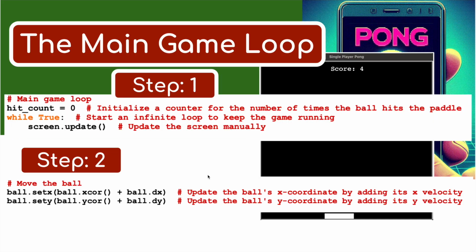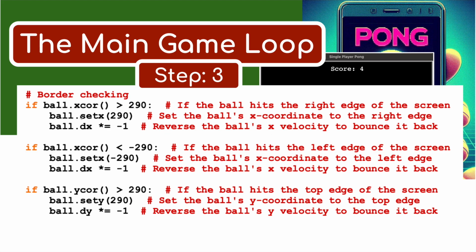So let's have a look at this. Let's break it down. Game loop, set a hit counter to 0, which sort of relates to the score. While true, we update the screen manually. Okay, and then we're going to move the ball. Step 2, we're going to move the ball. So, ball.setX, using the coordinate tool here, update the ball's X coordinate by adding its velocity. Okay, and then update the ball's Y coordinate by adding its Y velocity into this here. Step 3, the border. This is an important bit because we've got different borders.